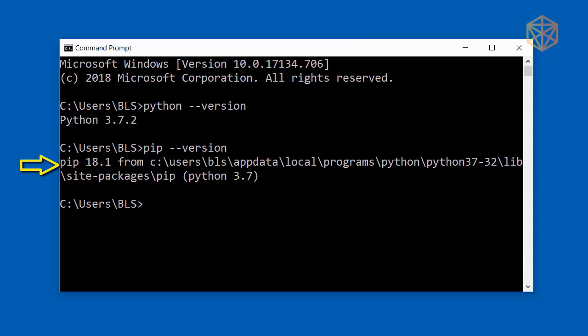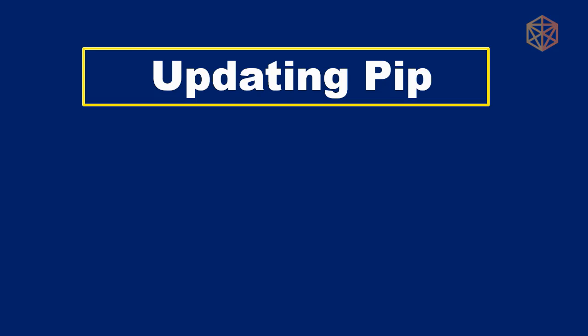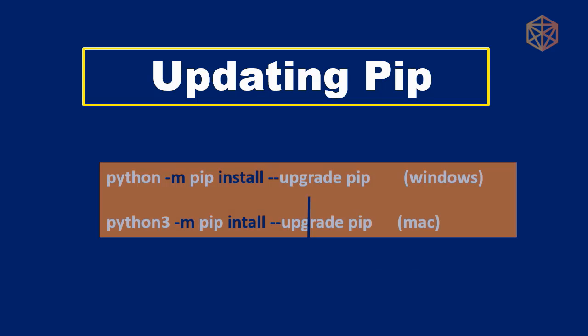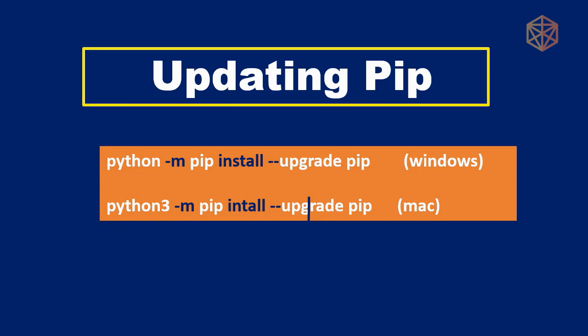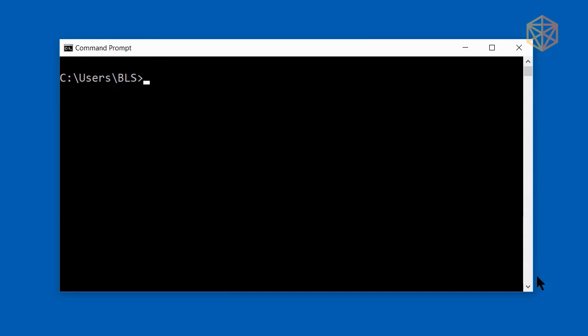So the next thing to do is to update pip, because pip is more frequently updated than Python. To update pip, you need to type in the following command. If you are on Windows, you type in python -m pip install --upgrade pip. If you are on a Mac, you need to type in python3 -m pip install --upgrade pip.